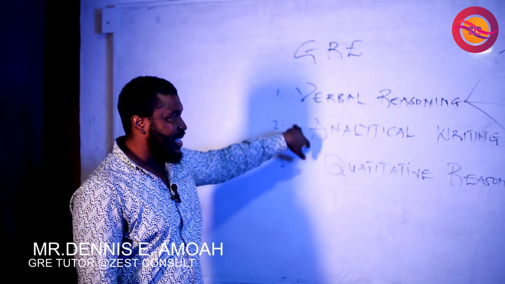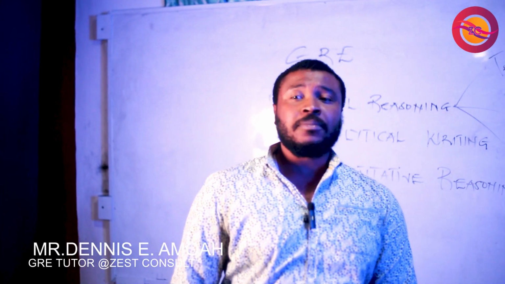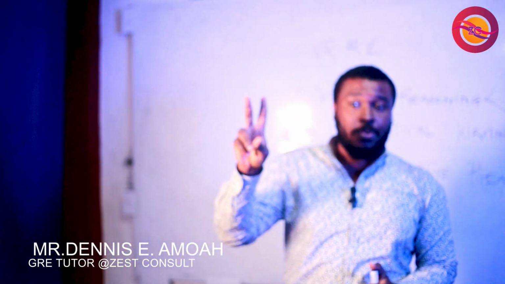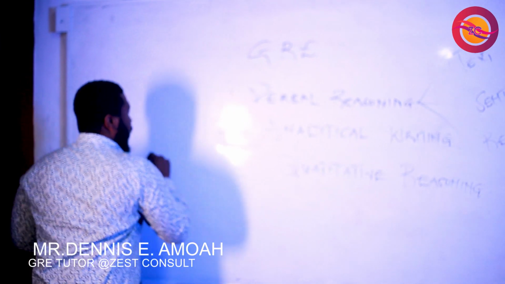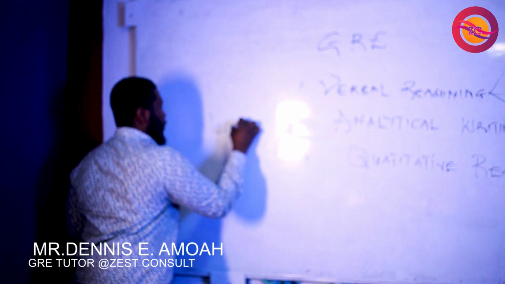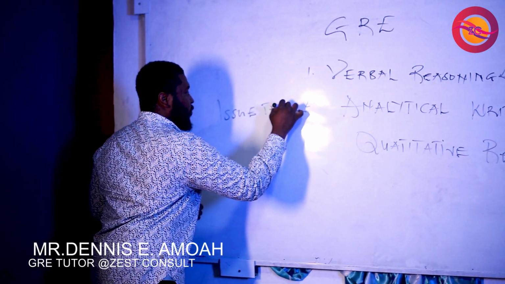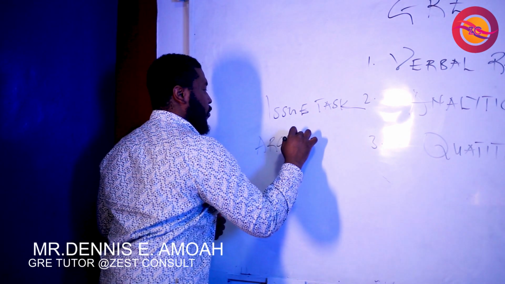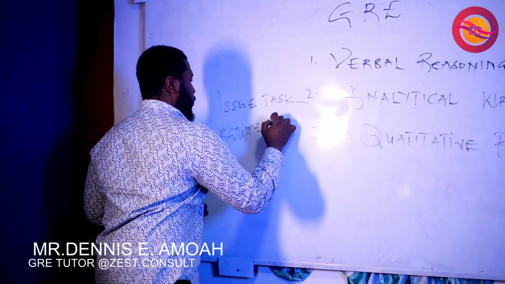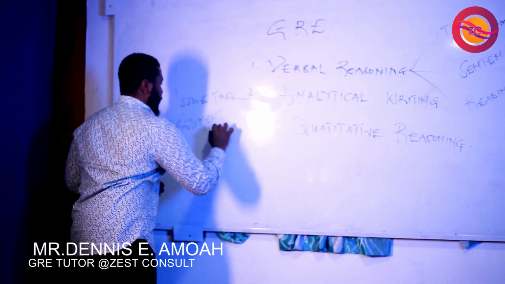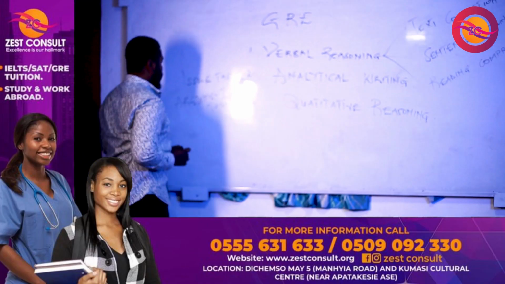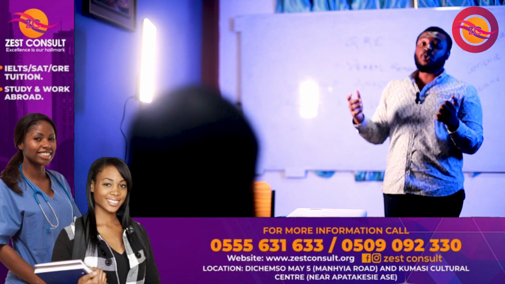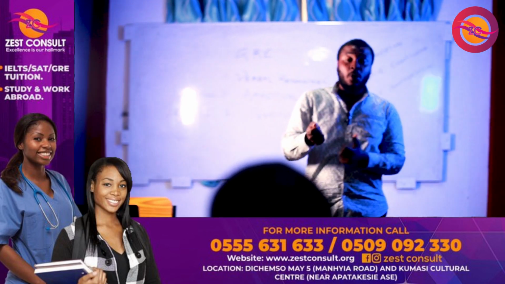Then we come to the analytical writing. The analytical writing is the essay part of the GRE. This is where you have two essays to write. We have the issue task, and the second one is the argument task. The analytical writing assesses your ability to write out your opinions.